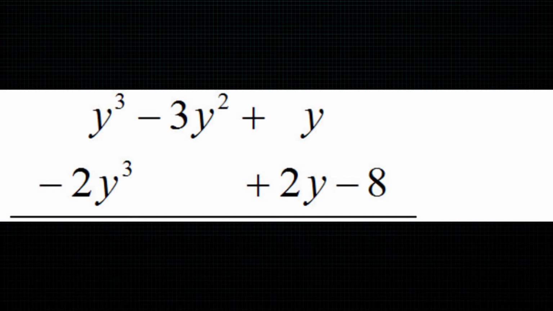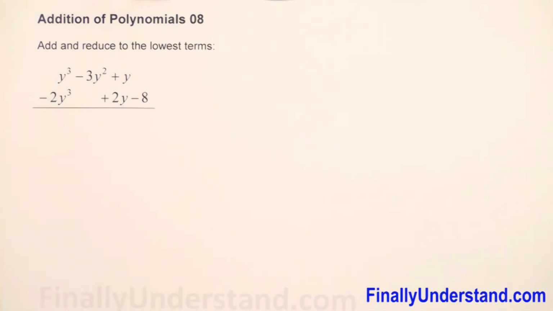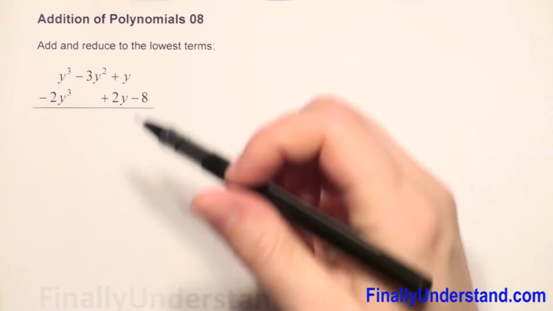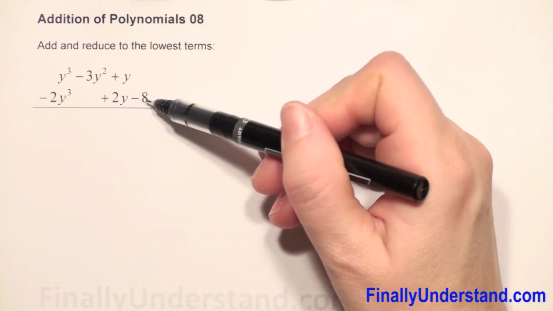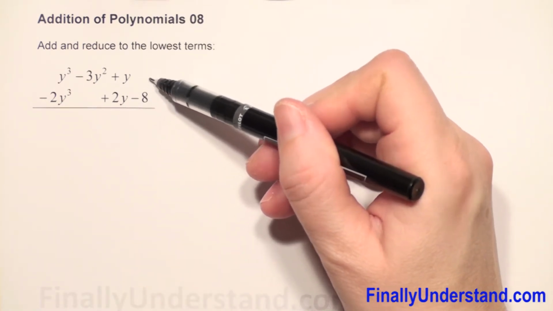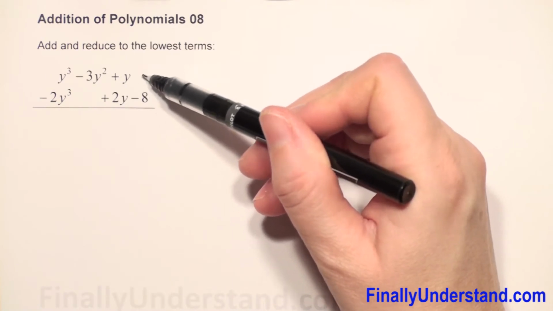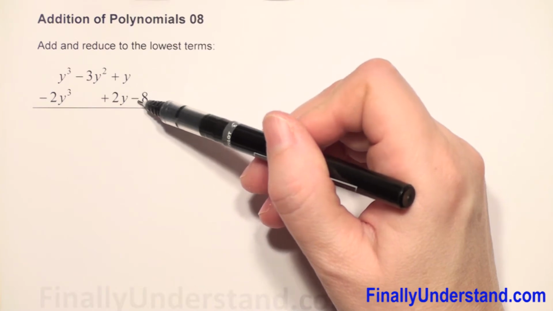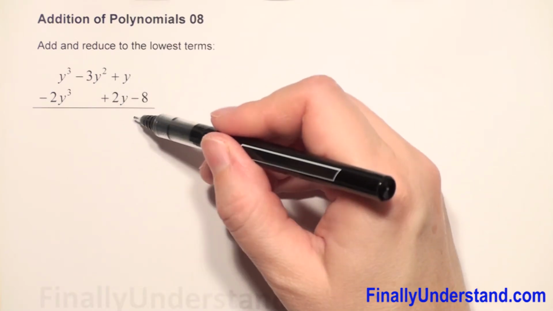We have addition of polynomials. How do we add polynomials? We have to combine the like terms. In this example, we have given like terms in the same columns. We have -8, and if we don't have anything here, it means it's 0. So we have 0 plus -8, which is still -8.